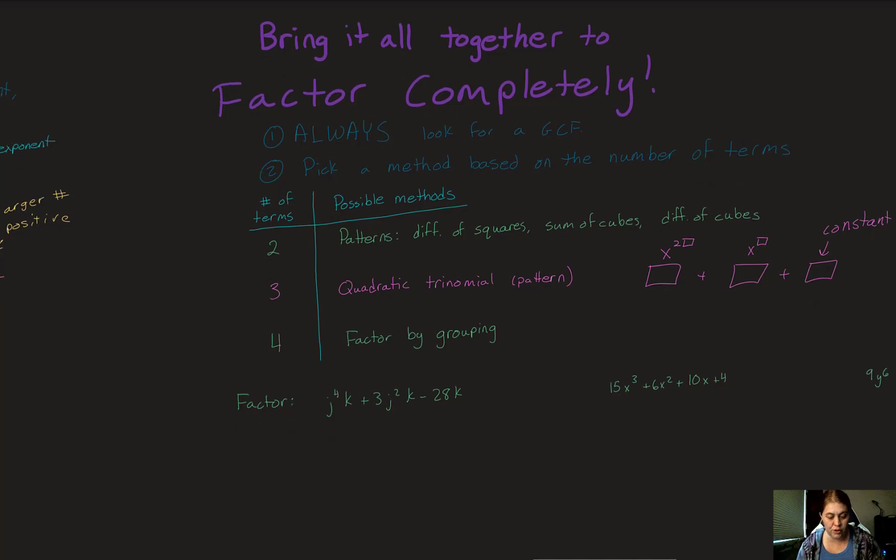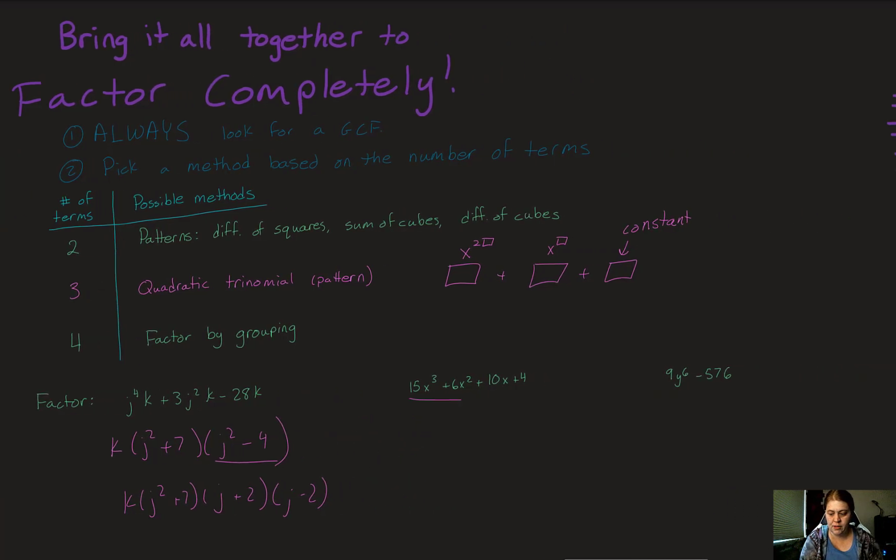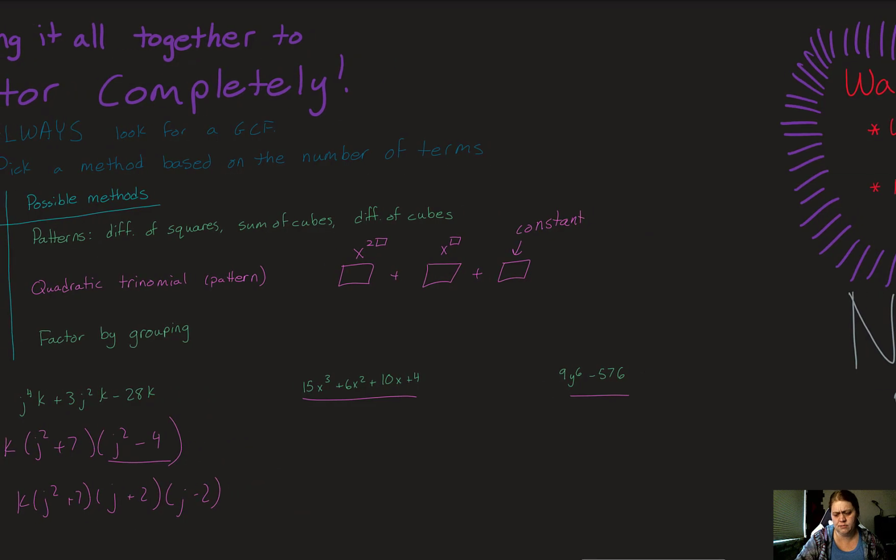Just real quick, how this guy would end up looking, you'd end up pulling out a k, and then you'd have j squared, and it looks like, let's see, adds to 3, multiplies to negative 28, positive 7, negative 4, but that's a difference of squares, so j plus 2, j minus 2. Always look for a difference of squares. They're always lurking. All right, and that's how that one would go. That's a factor by grouping, and this is probably a difference of cubes. Or squares. No, cubes. 6 is not a, well, I don't know.